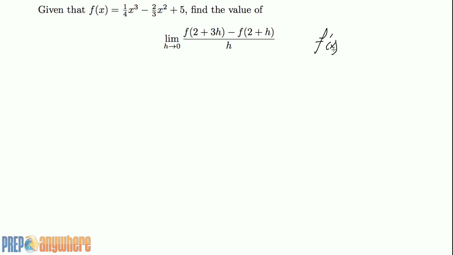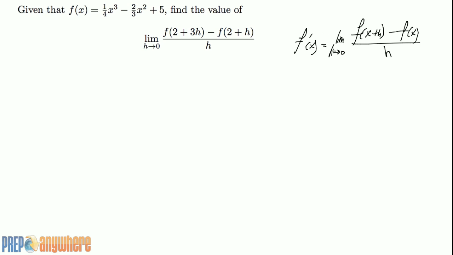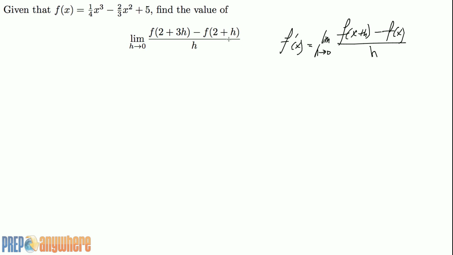Now let me just write that here. f prime at x is the limit as h approaches 0 of f at x plus h minus f at x, all over h. That is the derivative at x. Now, instead of h, there's 3h here. That should be the thing that's confusing you. So how do I resolve this issue? Instead of h, there's 3h here.